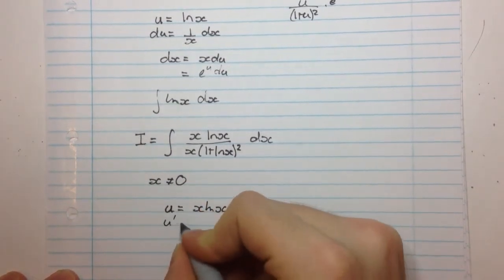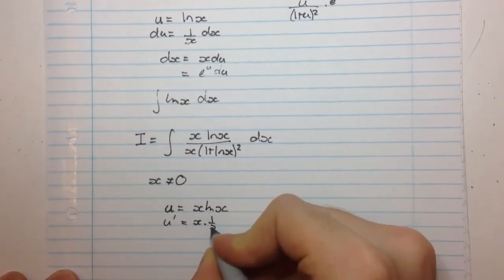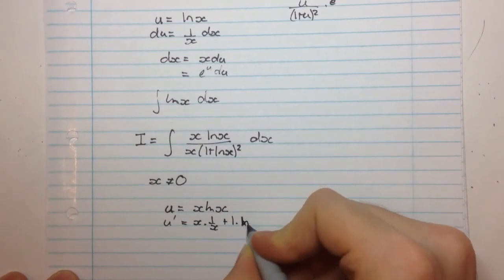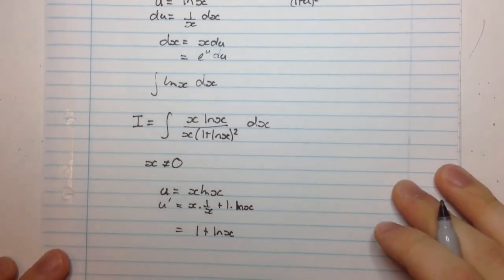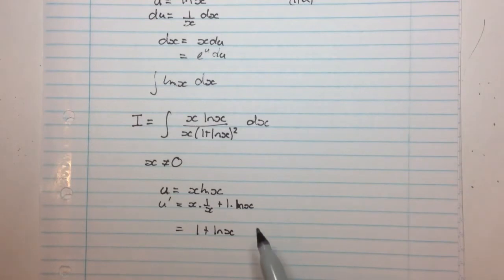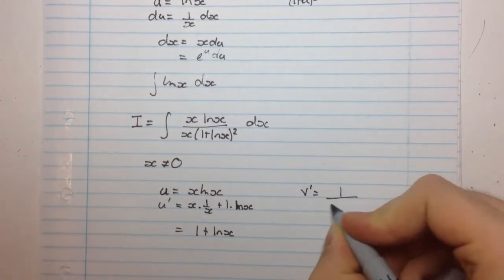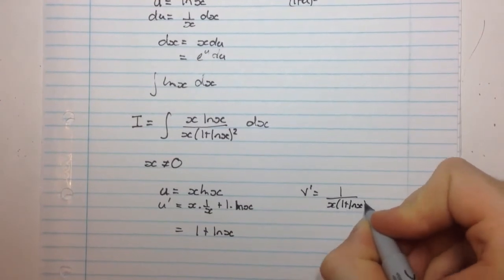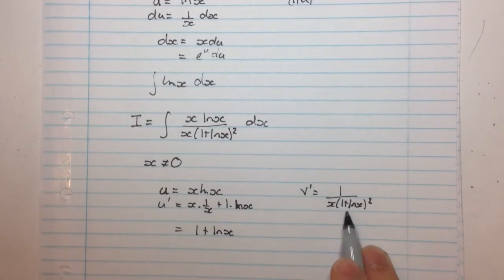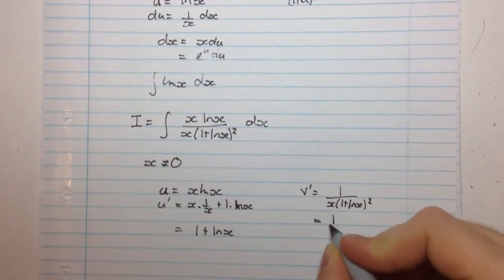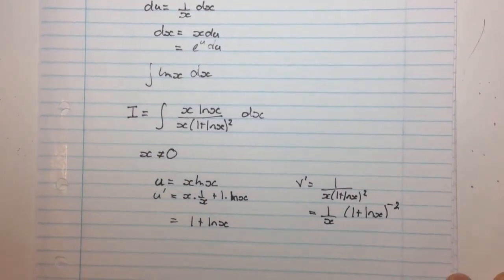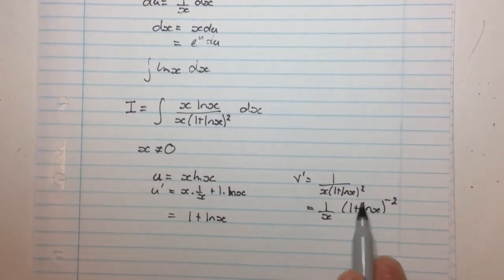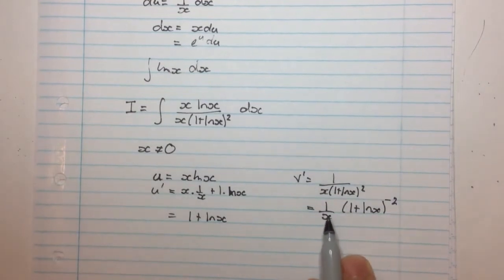So let's differentiate it. We get x times 1 on x plus 1 times log x, and that simplifies to 1 plus log x, like I said. That means we need to choose v dash as 1 over x times (1 plus ln x) squared. This itself looks pretty difficult to integrate, but if you look closely, this is just 1 over x times (1 plus ln x) to the power minus 2. Here we have some function raised to some power, and we have the derivative out the front, so we can apply the reverse chain rule straight away.